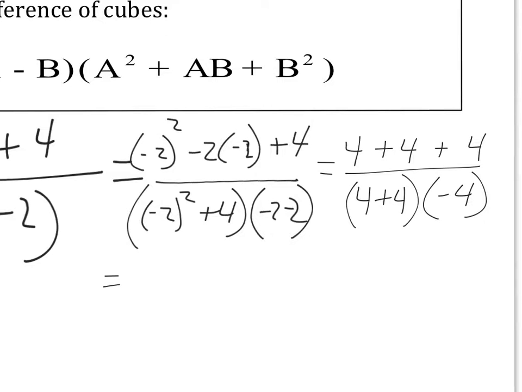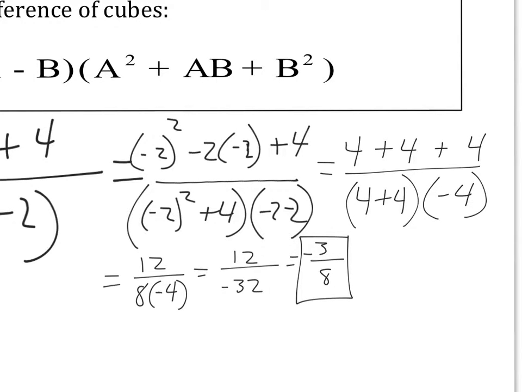Alright, and finally 4 plus 4 plus 4, that is 12 over 8 times negative 4. So that's like 12 over negative 32. And this is definitely factorable. We could reduce each of these by 4, which gives me 3 over 8, and it's negative, so negative 3/8.